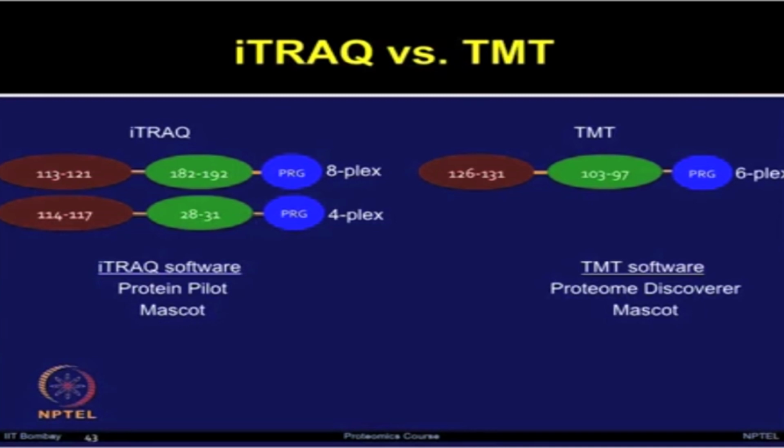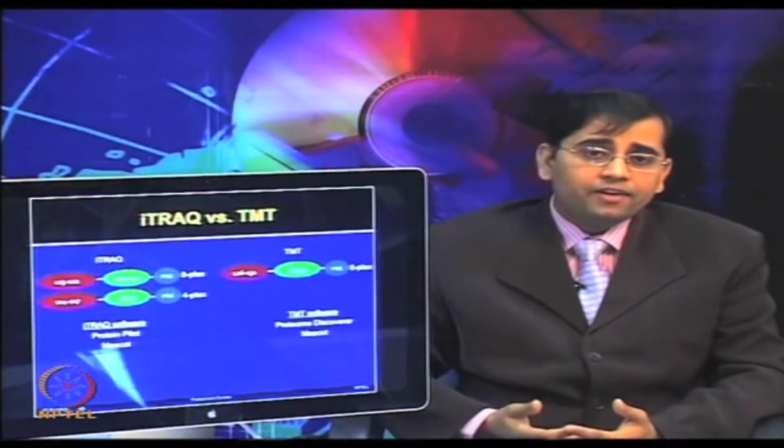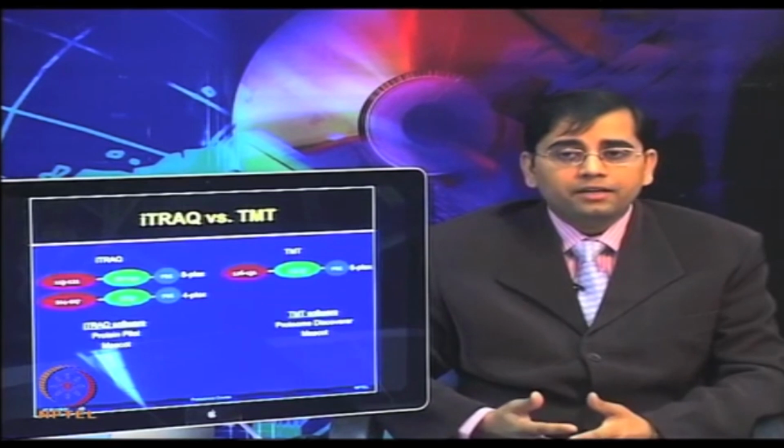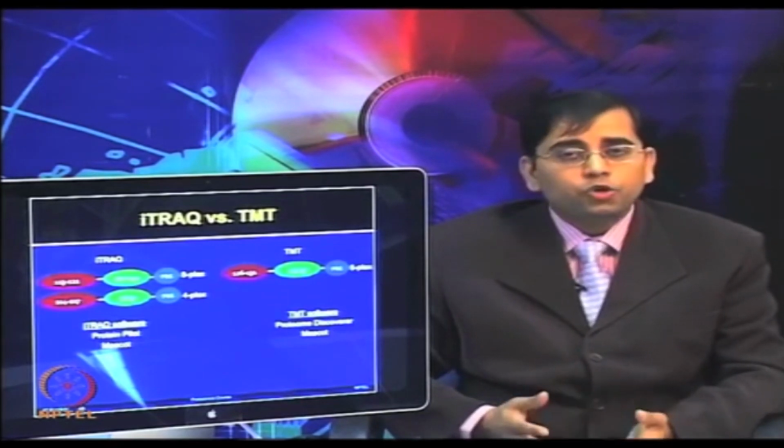Now, in iTRAQ, the reporter in the 4-plex ranges from 114 to 117 Daltons. The balancer is between 28 to 31 Daltons, whereas in 8-plex the reporter is from 113 to 121 and the balancer is from 182 to 192. In the case of TMT, the reporter groups have 126 to 132 Daltons and the balancer consists of 97 to 103. So, the tags are quite similar in overall structure. The iTRAQ analysis can be performed using software such as ProteinPilot and Mascot. The TMT-based analysis can be performed with software such as Proteome Discoverer and Mascot.